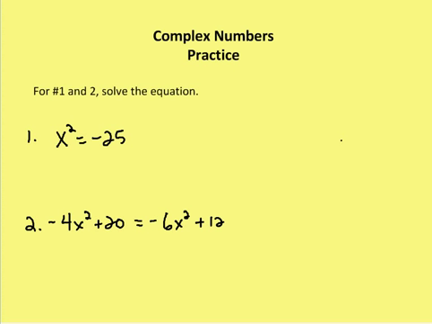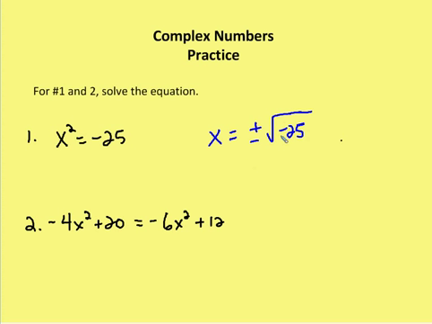In this edition of Otten Math, we're going to take on some practice problems involving complex numbers. All right, so number 1 and 2, we're going to solve the equation x squared is equal to negative 25. I'm going to take the square root of both sides. So I end up with x is equal to plus or minus the square root of negative 25.